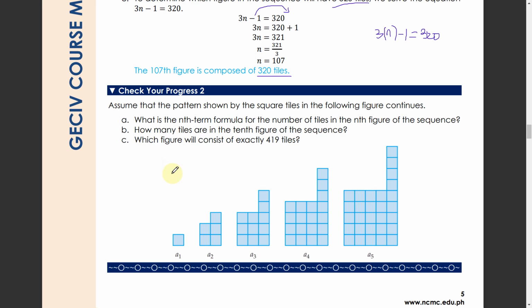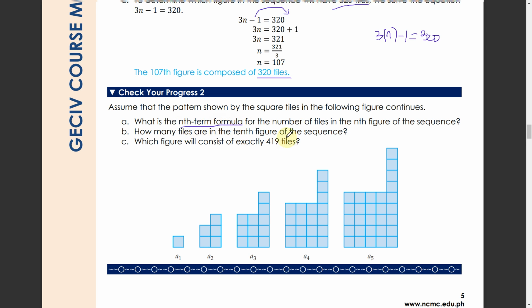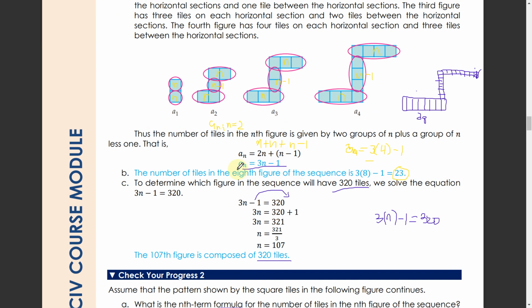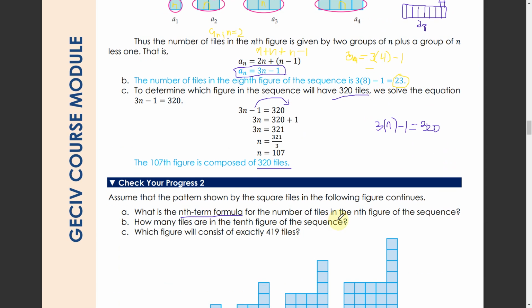So assume that the pattern shown by the square of tiles in the following figure continues. So i-observe ninyo, no? So first kay na lang siya isa, sa sunod kay lima na siya, sunod kay naa siya 3, 6, 9, 10, 11, no? So ang pangutana, what is the nth term formula? So ang inyong answer dapat kay something like ingani, no? An is equal to unsa man siya.